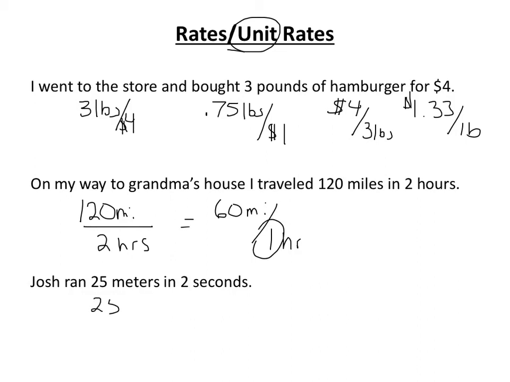If Josh ran 25 meters in 2 seconds, that would be our rate. We're going to take 25 divided by 2, and we get 12.5 meters per second as our unit rate.